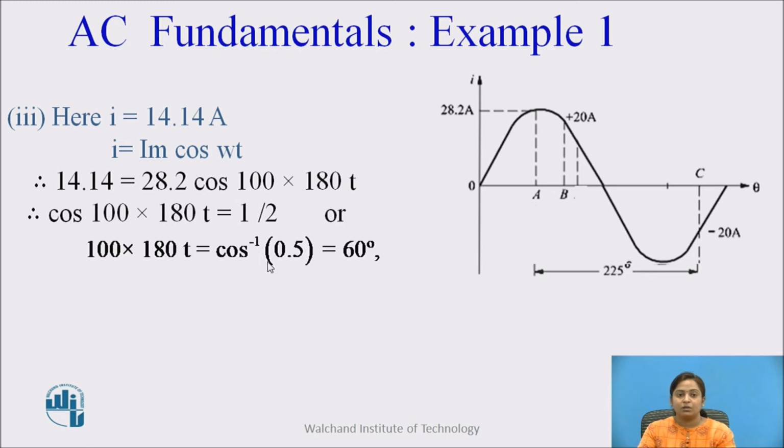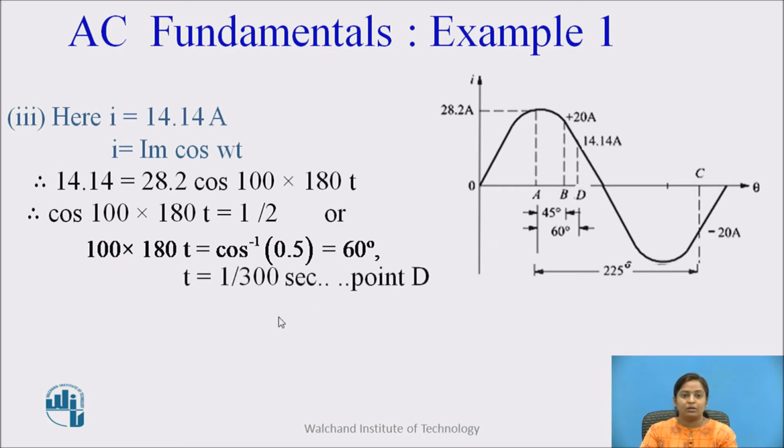If we convert this into degrees, then we will get cos inverse of 0.5 is equal to 60 degree. Or we can write the equation cos 100 into 180 t is equal to 1 by 2. Okay, so it becomes 100 into 180 t is equal to cos inverse of 0.5, which is equal to 60 degree. So after the 60 degree, the point may be here. Okay, we can say that point is point D. So at this point D, we get the value of t as 1 by 300 second.